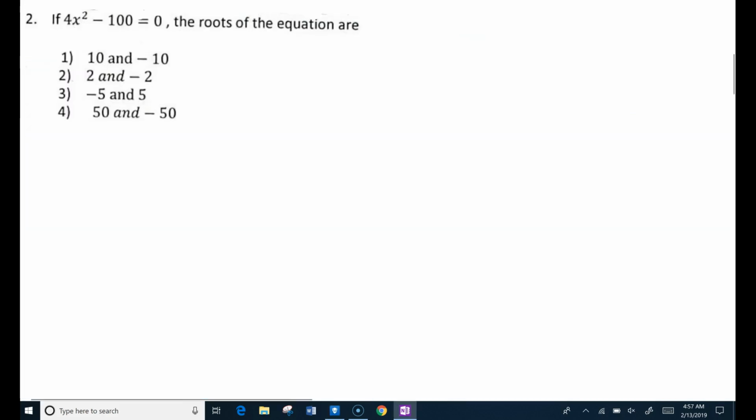Number 2, if 4x squared minus 100 equals 0, the roots of the equation are, so again, they're asking me to solve an equation where I've got a quadratic set equal to 0, and since it's a multiple choice question, if you wanted to graph 4x squared minus 100 and look to see where it crosses the x-axis, you could do that, but I'm going to show you how to factor here.